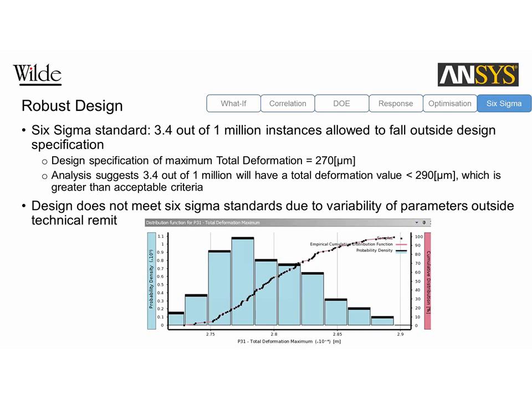For argument's sake, let's say our maximum total deformation was allowed to be less than or equal to 270 micrometers. The graph actually shows that 3.4 out of 1 million will have a total deformation value of less than 290 micrometers, which is greater than 270 micrometers, obviously. So what this means is that although we've technically satisfied the design, we don't have a robust design. It's failed the Six Sigma criteria due to variabilities in manufacturing or other input parameters.